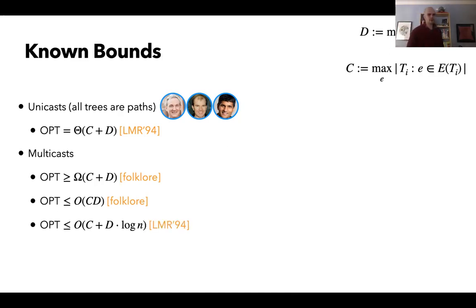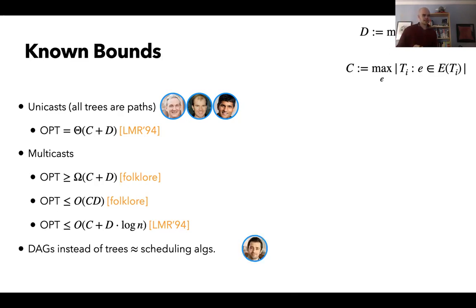Now, a little bit more involved, there's an upper bound for the multicast setting that follows immediately from some observations in Leighton, Maggs, and Rao, which shows that the length of the optimal schedule is at most (C plus D) times log n. Okay. Now, what makes studying simultaneous multicast even more interesting is there's actually a case which generalizes both the unicast and the multicast setting, which has been studied.